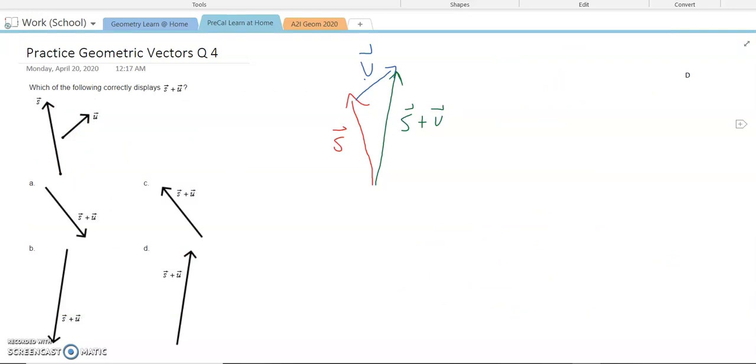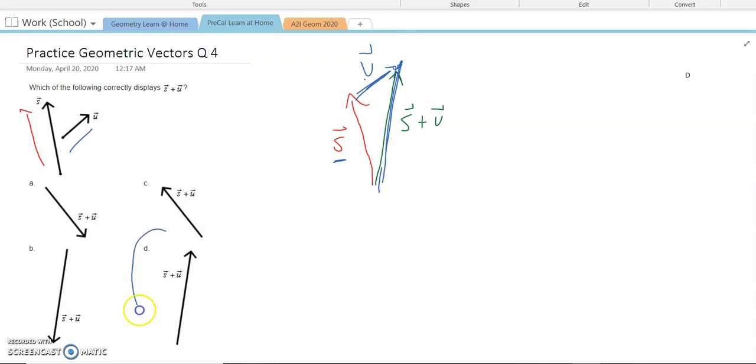On question 4, it says, which of the following correctly displays vector s plus u? You literally just add them end to end. I tried to draw a copy of vector s right here, about the same length, same direction. If you add u to the end of that, I tried to represent u right here, add u to the end of it. This is the final point, so you get the resultant vector here, s plus u.